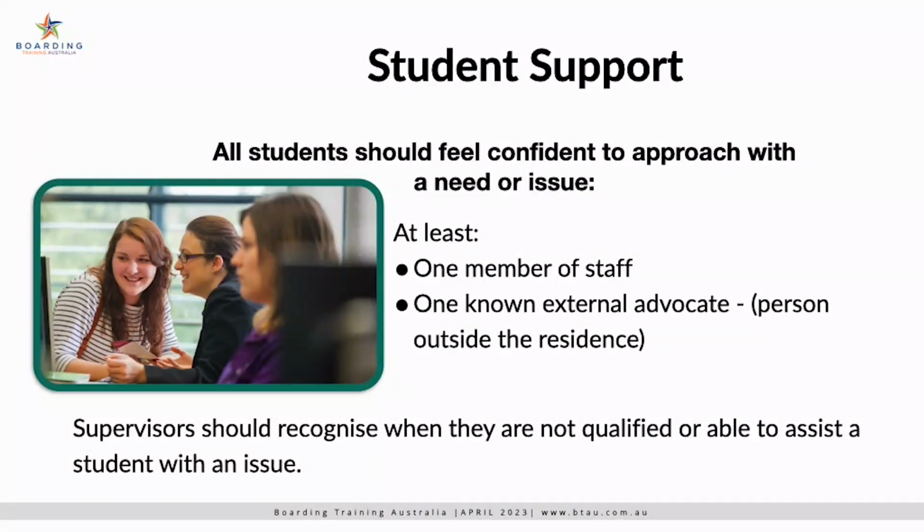In looking at student support, all students should feel confident to approach with a need or issue. They should have at least one member of staff who they feel really comfortable or confident to go to if they have a need or an issue. And it's good too to have an external advocate. So in a boarding school, that could be somebody in the school. If you've got a boarding residence, that might be somebody who's outside the residence, somebody on the board, or some sort of external advocate. So it's good to have an arrangement like that.